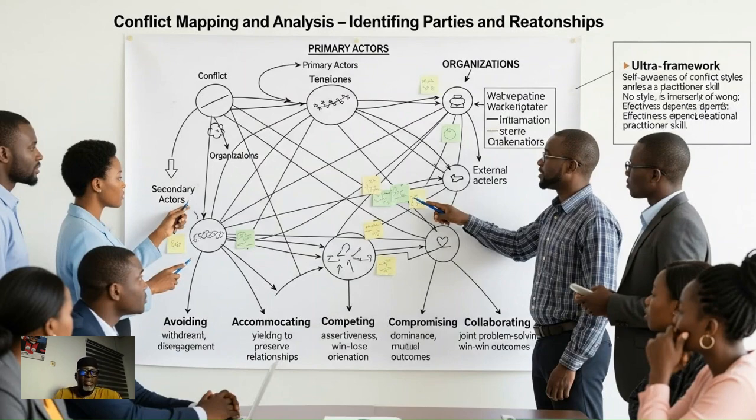Distinguish between surface level symptoms and even underlying root causes. And the fourth one is analyze interest and positions. That means you have to identify the interest, which has to do with the underlying needs and desires, and you identify the positions, that is the stated demands of each party. Understanding interest helps to find common ground and develop mutually acceptable solutions.